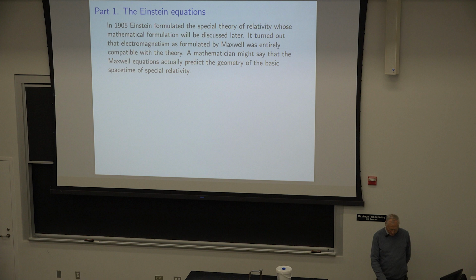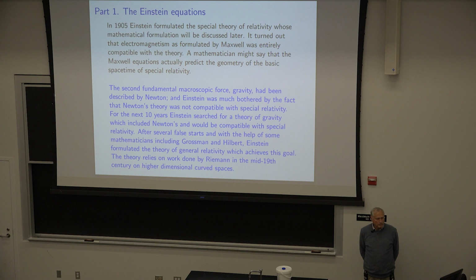In fact, a mathematician might even say that the Maxwell equations actually predict the geometry of special relativity. On the other hand, the second fundamental macroscopic force is gravity. And there's a very successful theory of gravity, of course, which goes back to Newton, which I'll talk about a bit also. That theory is completely incompatible with special relativity. So Einstein was very much bothered by the fact that special relativity didn't include gravity. And so he worked for the next 10 years to search for a relativistic theory of gravity.